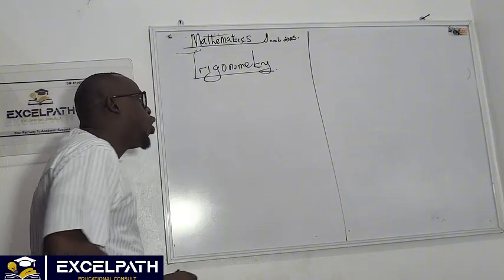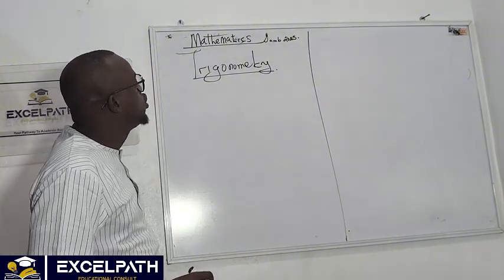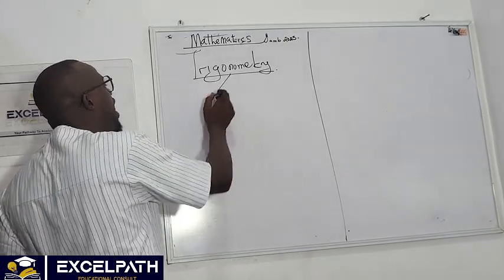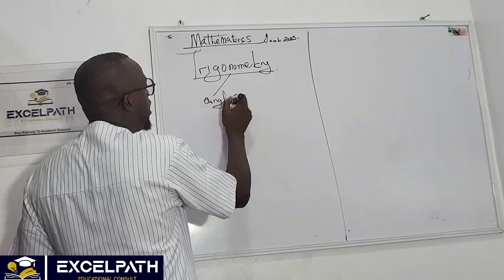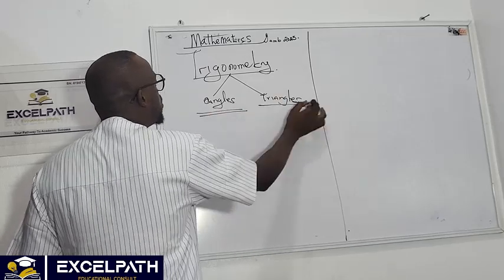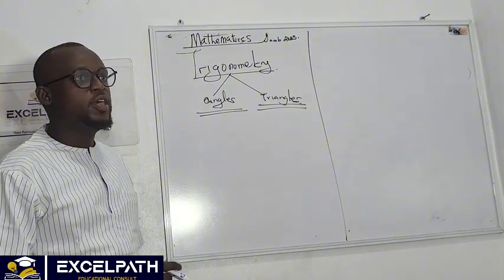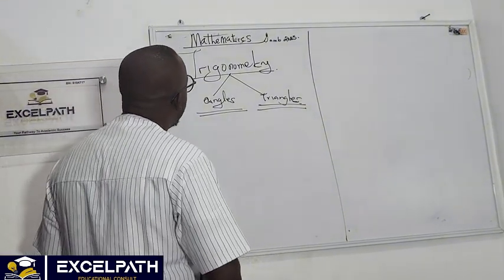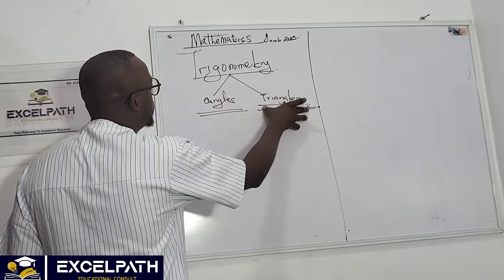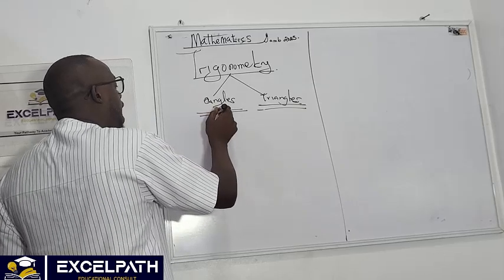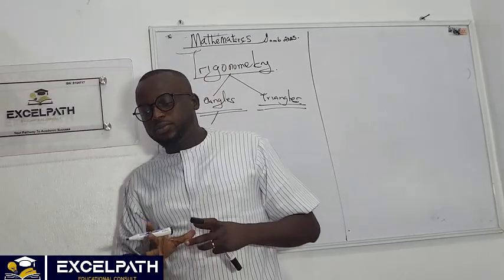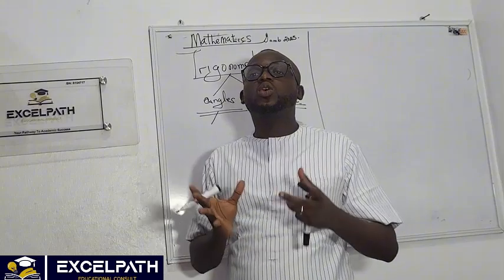The word trigonometry is just defined as the study of angles and triangles. The study of angles and triangles is what we call trigonometry. So when you're talking about trigonometry, you are talking about the combination of angles and what? And triangles. Angles are just, the angles are just what?